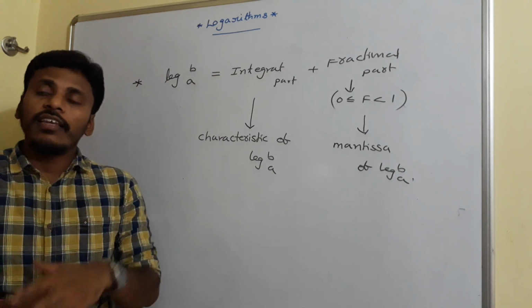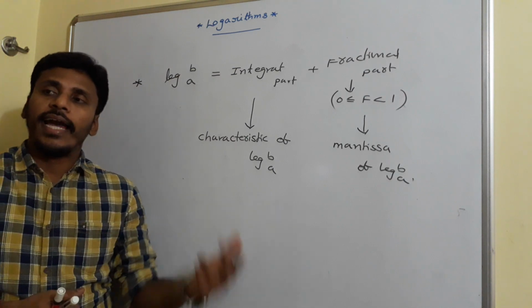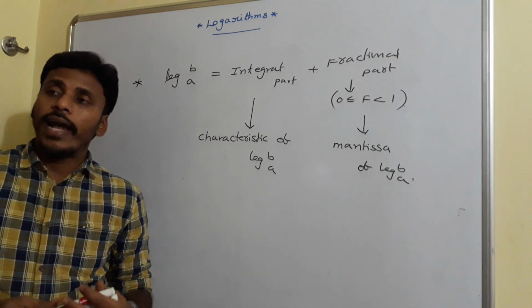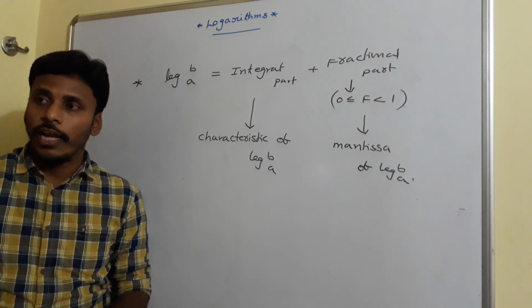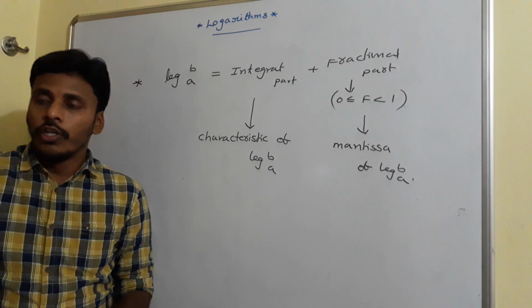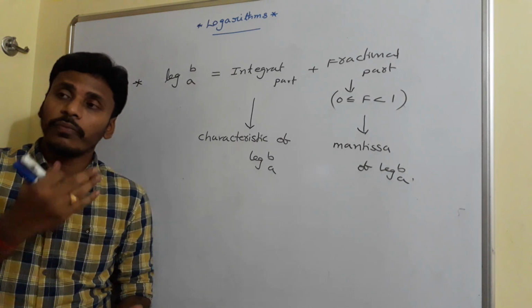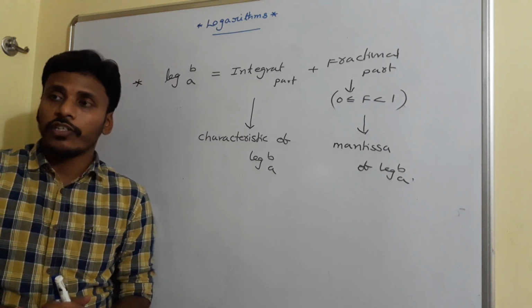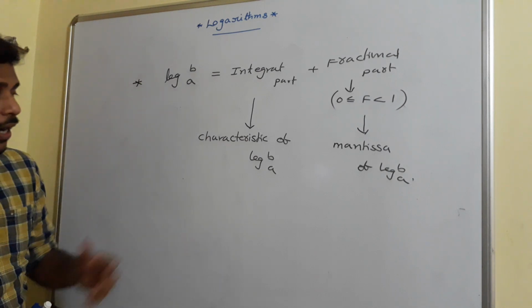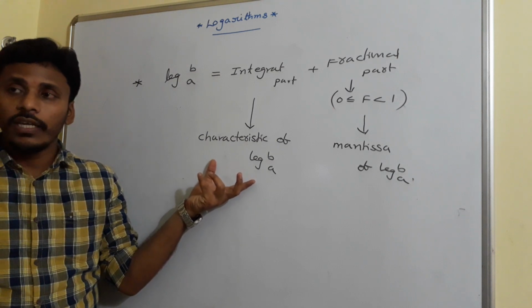So to find the value of a logarithm like log b base a, you need to find the characteristic and mantissa. If you have the characteristic and mantissa for a logarithmic value, the sum of those two directly gives us the logarithmic value. So to find a logarithmic value, you need to know something about the characteristic and mantissa. First, try to know about the characteristic. What is the characteristic? Clearly, the characteristic is the integral part of the logarithmic value.